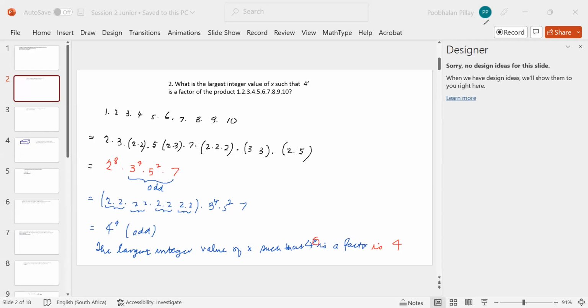So let's look at problem number 2. What is the largest integer value of x such that 4 to the power of x is a factor of the product 1 times 2 times 3 times 4 times 5 times 6 all the way up to 10? So you want 4 to the x to be a factor of that big thing there. It means that we have to factorize this one, and one of the factors will have to be 4 to the x. So we want to write this as 4 to the x times something first. And x cannot be larger than that. It must be the largest possible value.